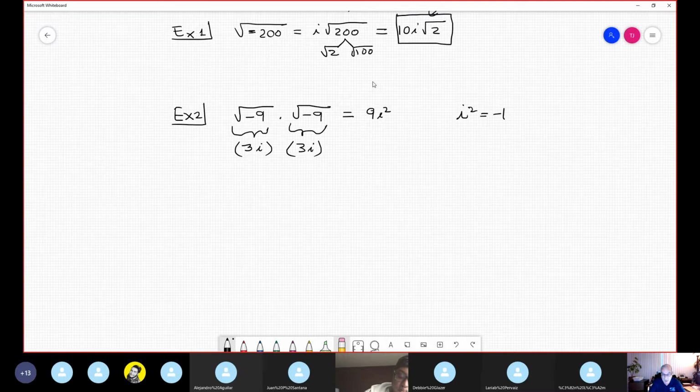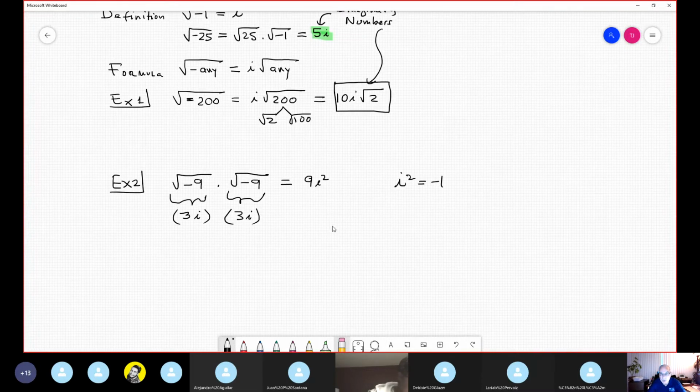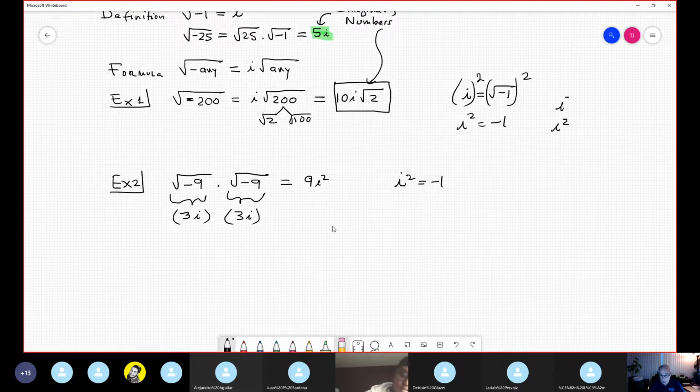Okay, let me come back again to the definition. i alone is the square root of -1. If you square both sides of this statement, we have i squared, and you know very well the square root and the square power cancel out each other, and the answer is -1. Therefore, look, i alone is imaginary, but i squared is not imaginary. i squared is real, it's -1.